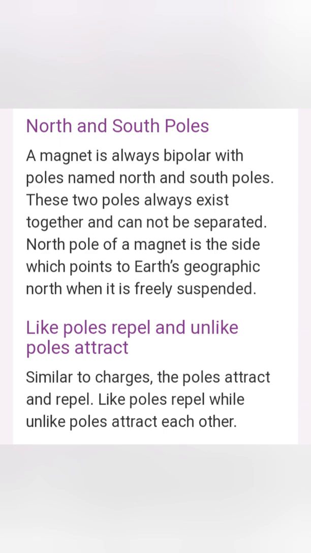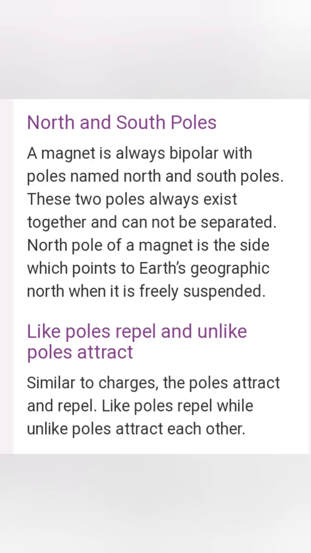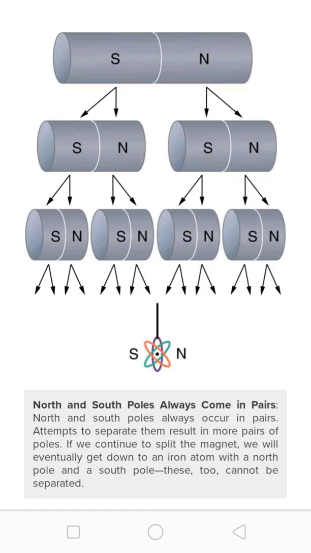Now for a magnet, if we take the like poles, north and north or south and south, they are going to repel each other, as like poles always repel. The unlike poles, that is, if we take south and north pole, will always attract each other. If you place these two together, they will come close to each other.